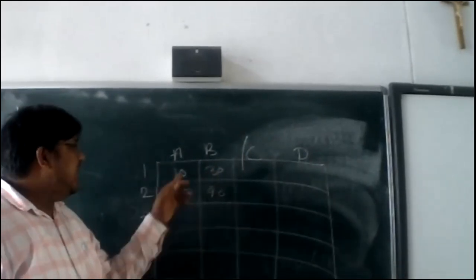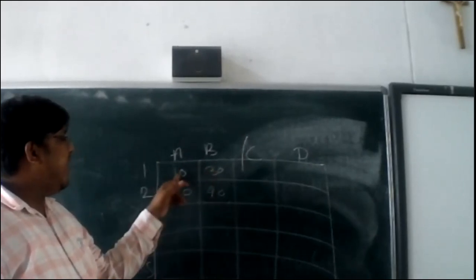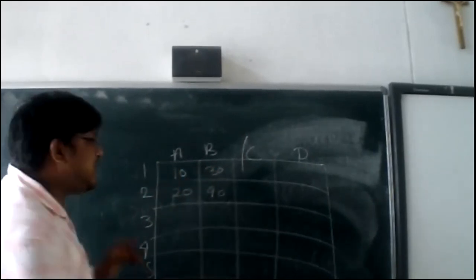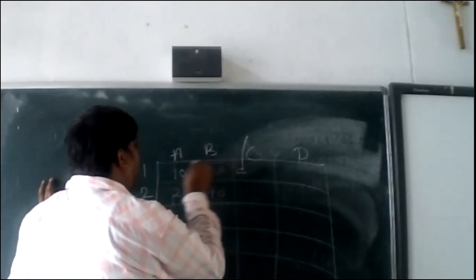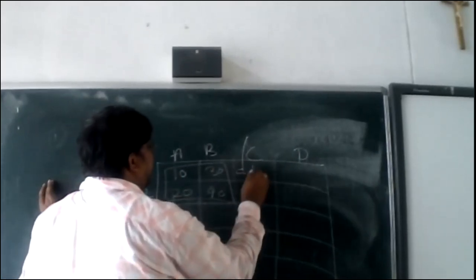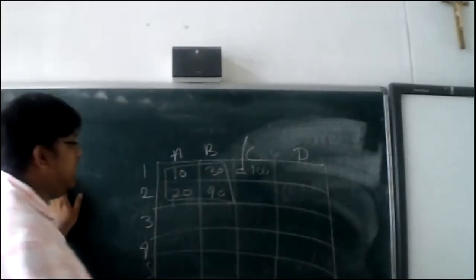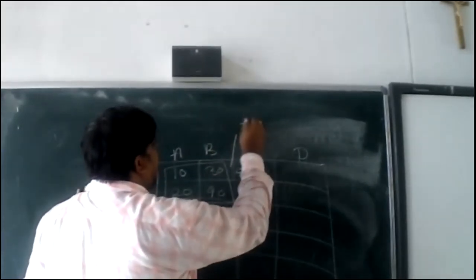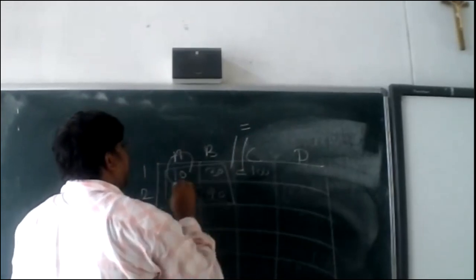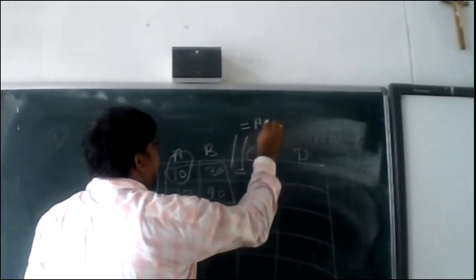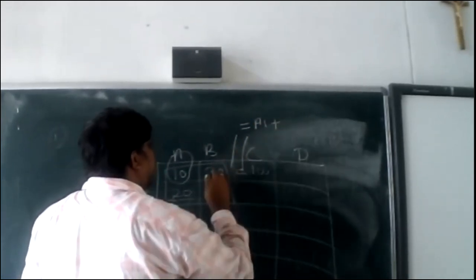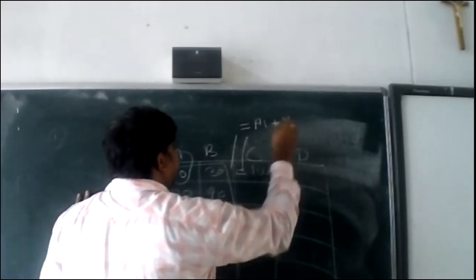What will it come? It will come 70, 80, 100. In this cell, it will show the sum of all these numbers, which is equal to 100. So how will we write the formula? We will write here in the formula bar, equal to the address of this cell A1, then plus the address of this cell, which is B1.